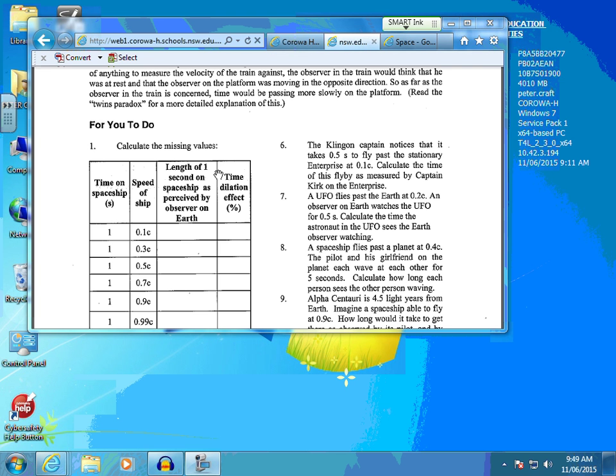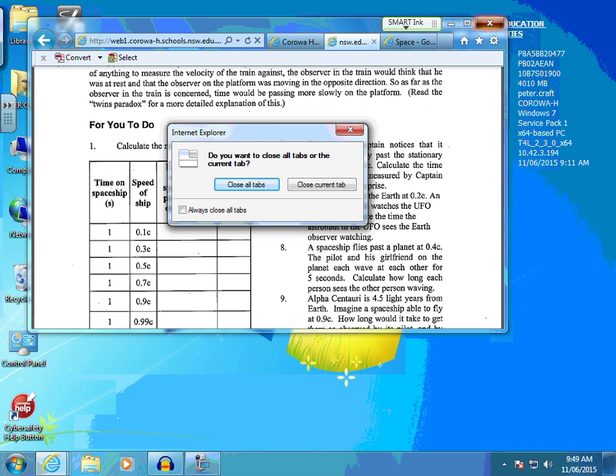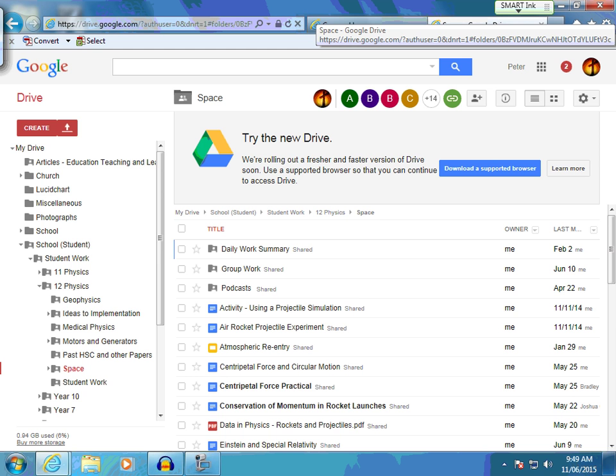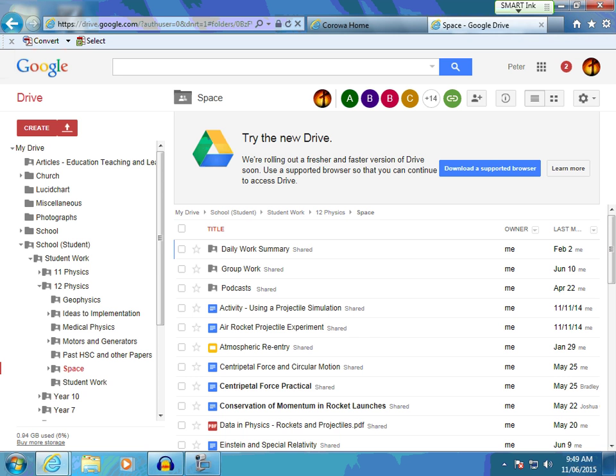Half the test could be projectiles, the other half is going to be Einstein. No, I'll cover all the space topics. Anyway, what this essentially means, guys, is that we have covered the space topic. So we can tick that off and move on to motors and generators. That's all you need to know for Einstein. It covers a bit of space in the syllabus, but you only require a really basic understanding.